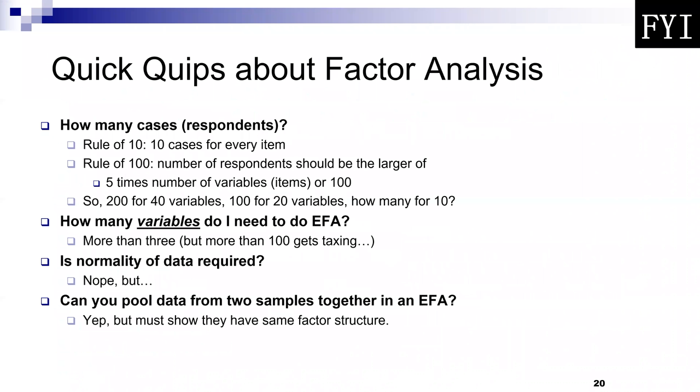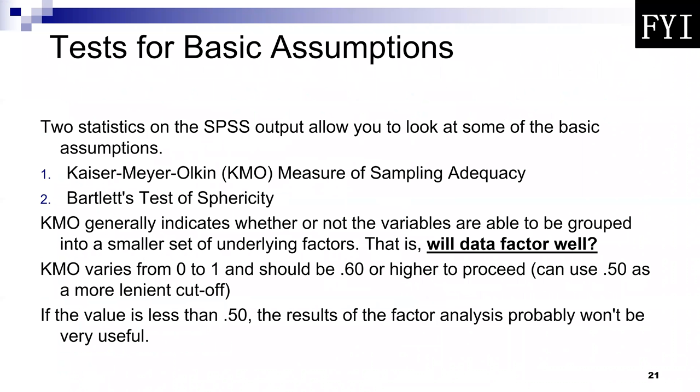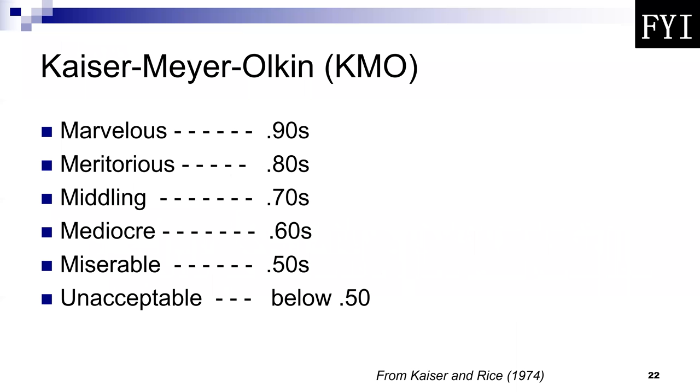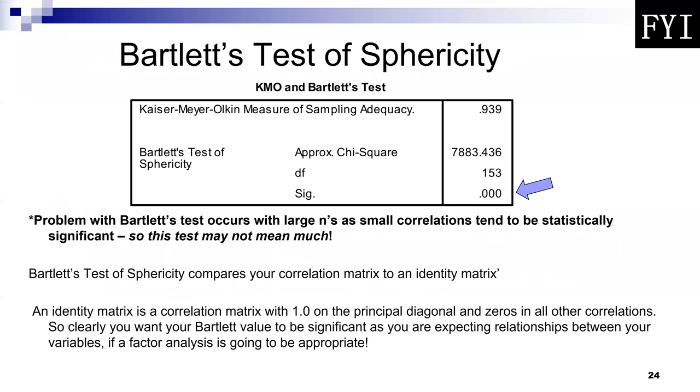The next several slides are just FYI, sort of thresholds, requirements, assumptions. I'm just going to skip past 20 and 21. We've talked about 22. This is the KMO and the citation it comes from. I mentioned anything above 0.7 is fine-ish. Above 0.8 is better. Anything less than 0.6 is just terrible.